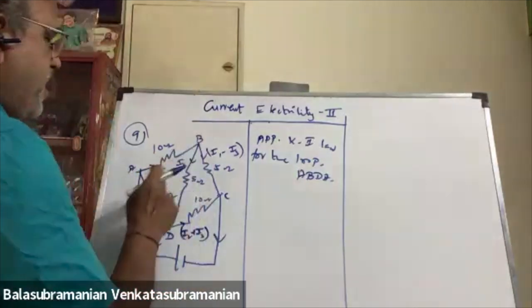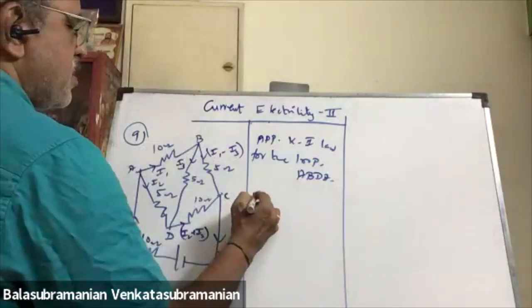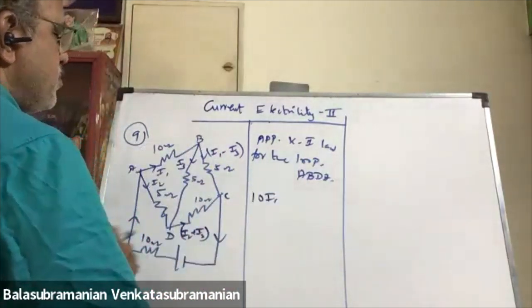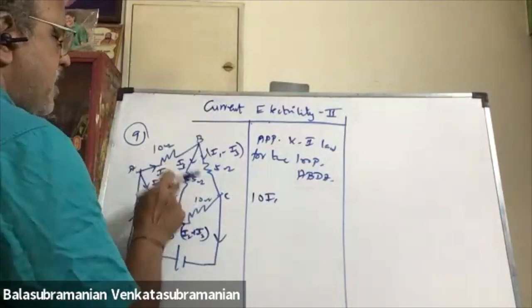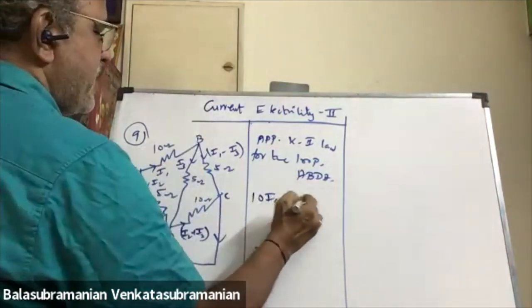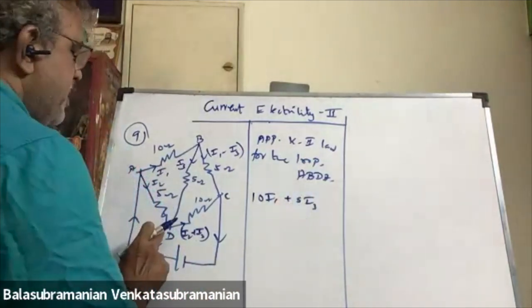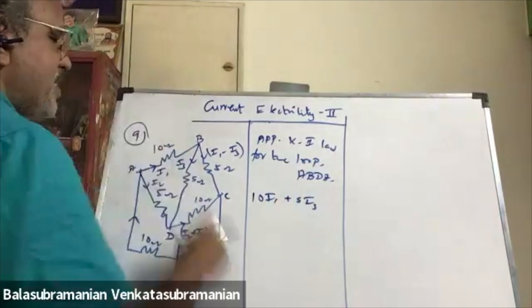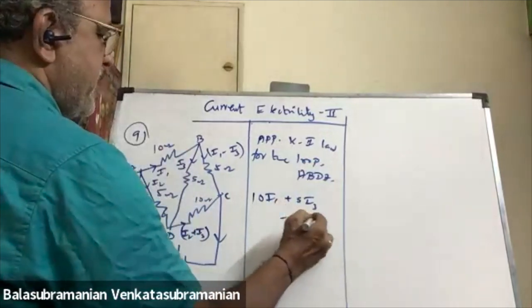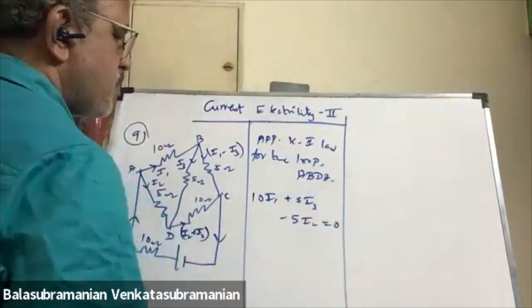So ABDA means 10I1 plus 5I3. B to A you need, but current is coming in the opposite direction, minus 5I2 is equal to 0.